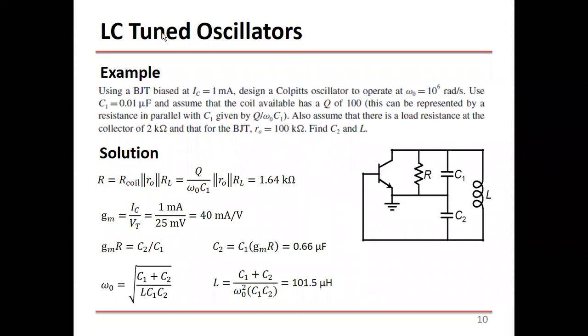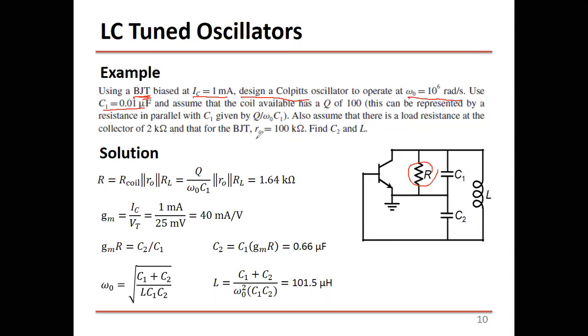Okay, let's have an example. We have an example here that uses a Colpitts oscillator. We need to design a Colpitts oscillator given the following information. You have a bipolar junction transistor, the bias current is 1 milliampere, and the frequency of oscillation to be generated is omega 0 equals 10 to the power 6. And we have C1 equals 0.01 microfarad. To calculate R, you have different parts. R consists of different parts.